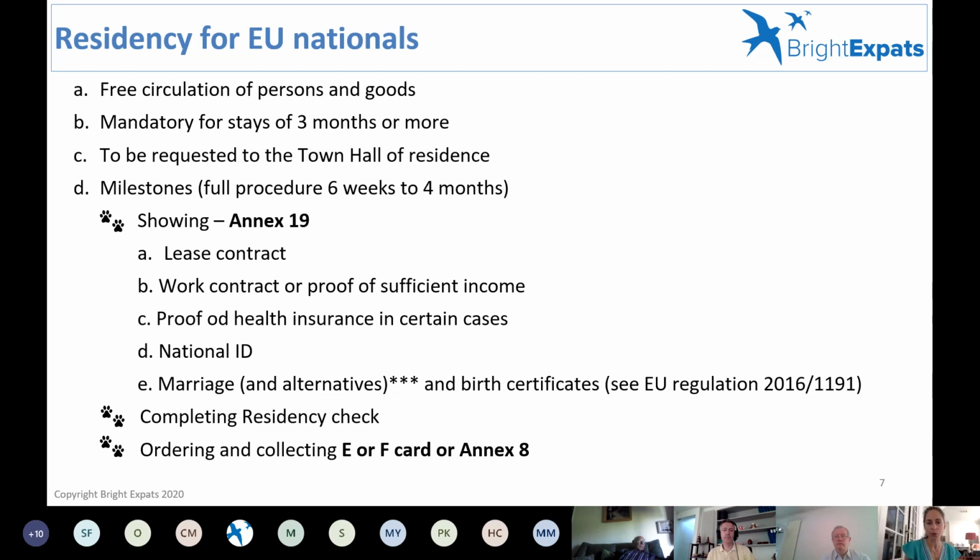Once you have shown all those documents to the town hall, you will receive your Annex 19, and the town hall will request a residency check to be performed. That will be performed by a police officer or a police inspector in charge of your neighborhood. He will pass by your place of residence, check that you are actually living there, and then give a positive advice to the town hall. When the town hall has received that positive advice, it will invite you for a next appointment to order, and then 10 days later to collect your card. It will be an E card for the main applicant and an F card for his relatives.